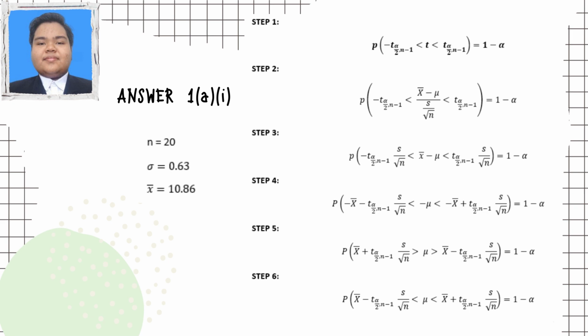First step, we need to find the mean, which is x bar. X bar is equal to 10.86. As we all know, the question is a small sample. We need to use the formula P(-t alpha over 2, n minus 1 < T < t alpha over 2, n minus 1) equal to 1 minus alpha. Since the question asks to construct, there are 6 steps as shown in the video.